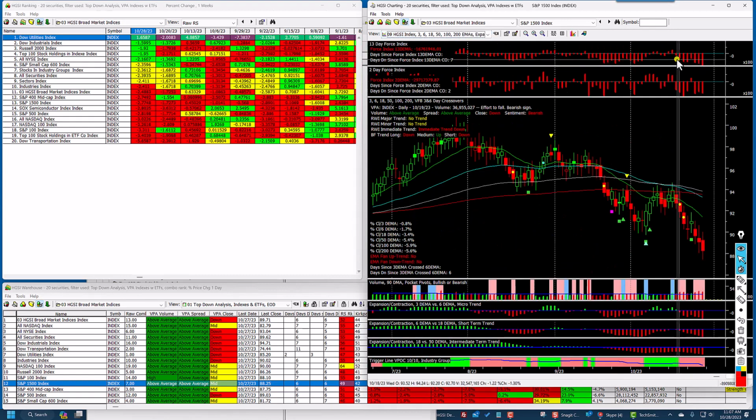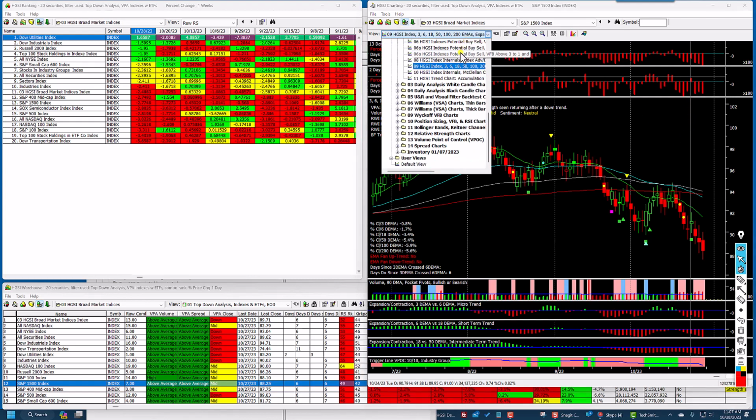Force indexes, you can see the Force 13 and the Force 2 turned negative on this day. And the Force 13 didn't get back above the zero line. The Force 2 did on one day, much more responsive. This is today's close minus yesterday's close times today's volume, is the formula. And it works pretty well.